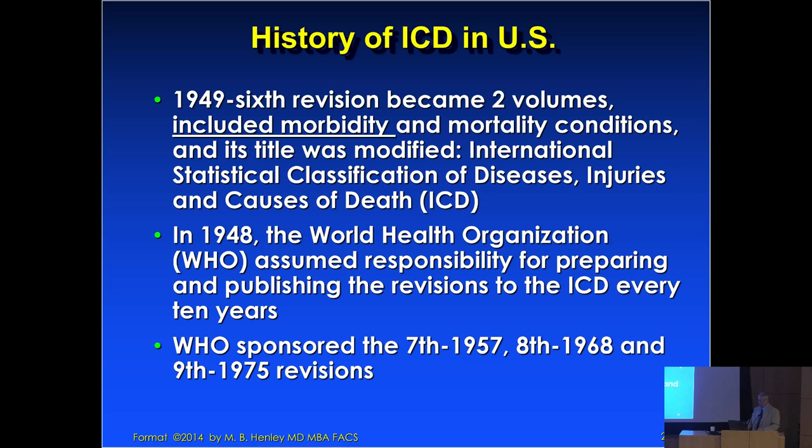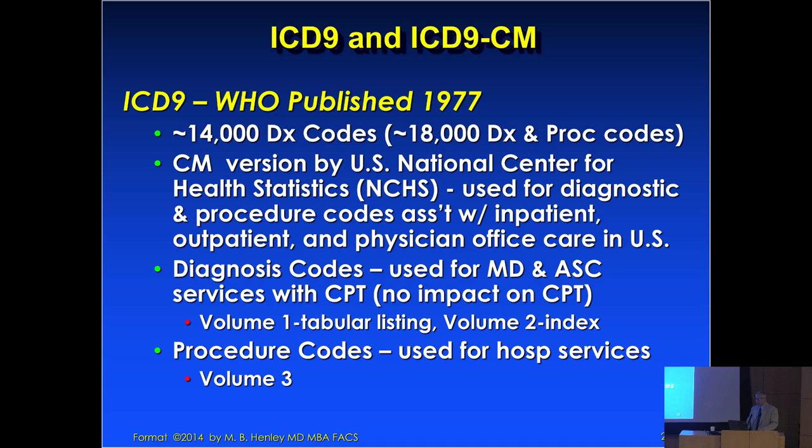You can see the ninth edition, which is the one we're using today, was revised in 1975, and we adopted it in 1977. It has 14,000 diagnosis codes and an additional 4,000 procedural codes, which the hospitals use to report physician services in the hospital. The CM, or clinical modification version, is used in the U.S. and managed by the U.S. National Center for Health Statistics, and it's used for both diagnostic and procedural codes associated with inpatient, outpatient, and physician office care in the U.S. Volume 1 is the tabular listing, Volume 2 is the index, and Volume 3 is the one you don't find in most physician offices, but it has the procedural codes.